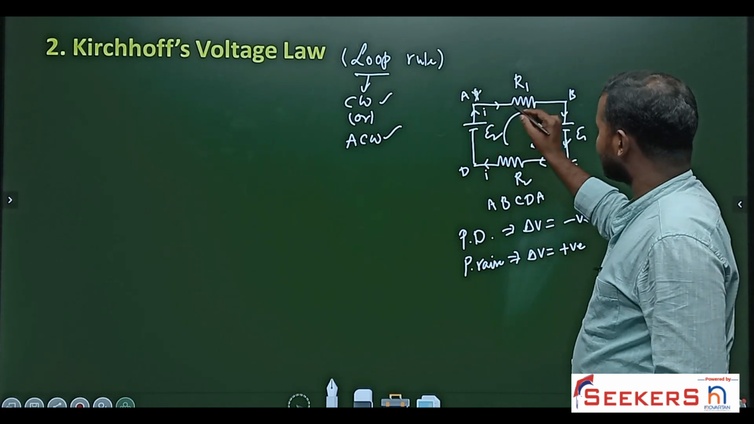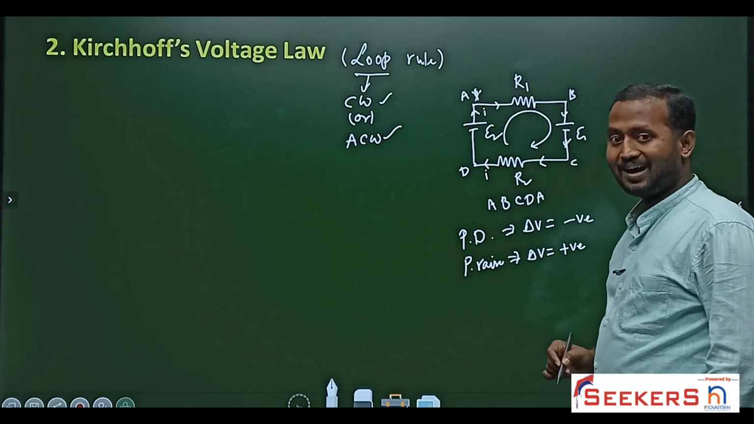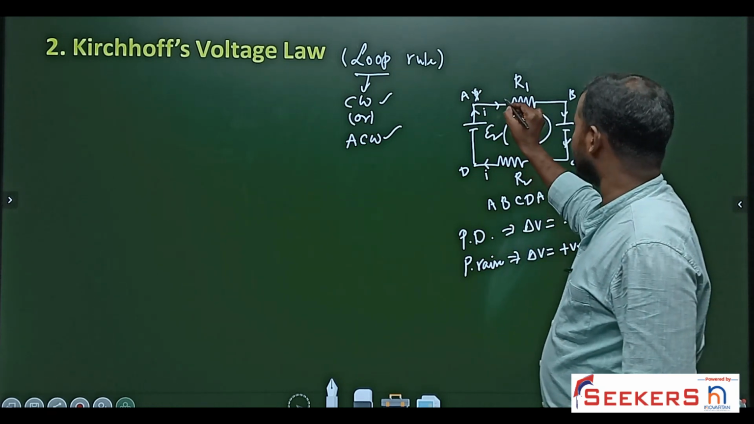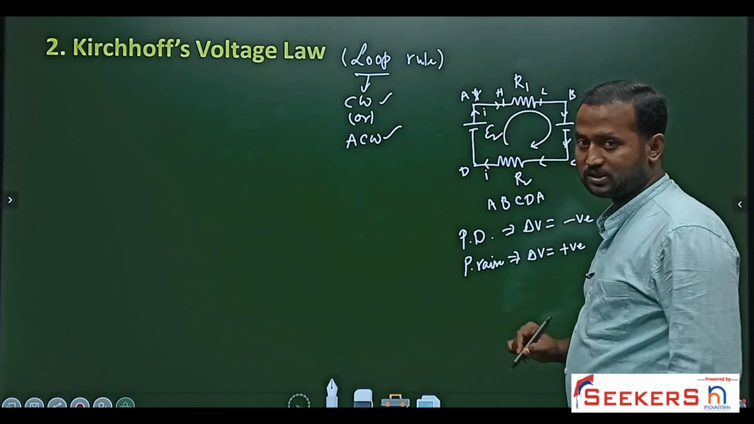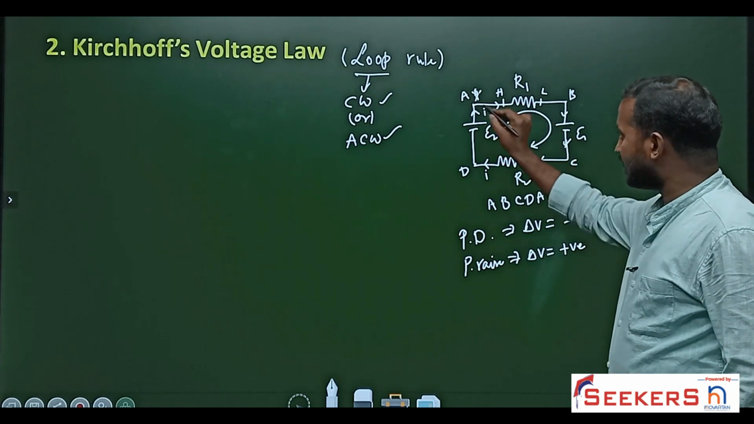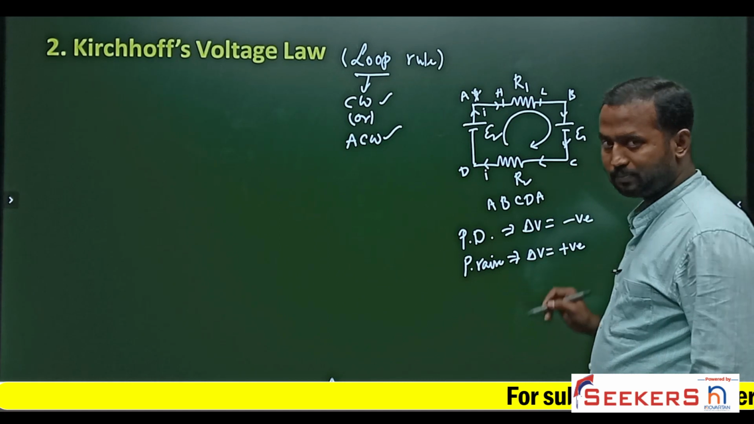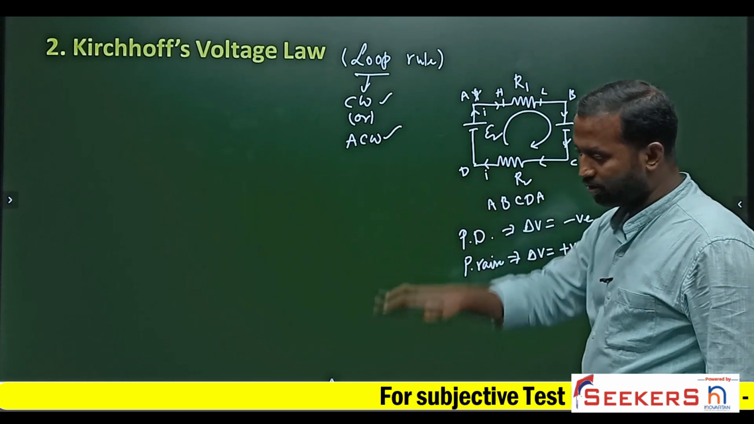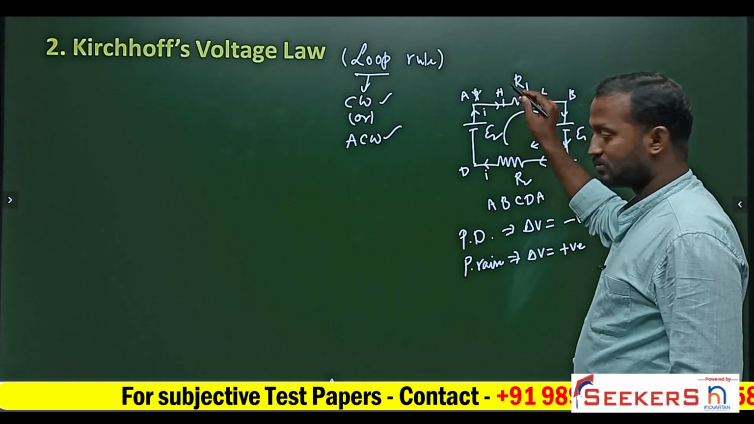So when I reach this location, you can see that current is going from here to here. Current always goes from higher potential region to lower potential region. So this is a higher potential region and this is a lower potential region. That means on your path you are going from high to low potential. Hence it is a potential drop. So it is negative. Okay.